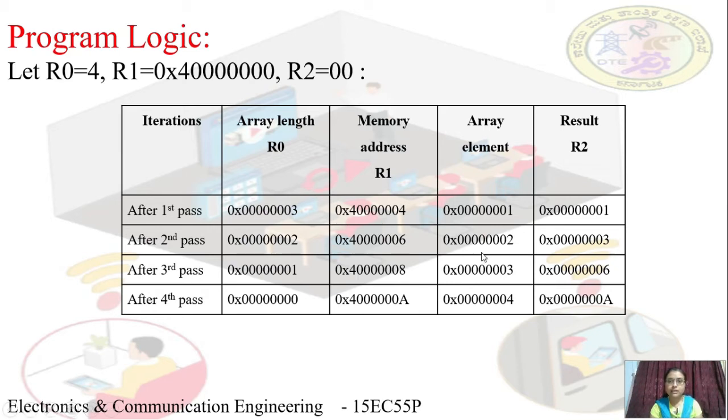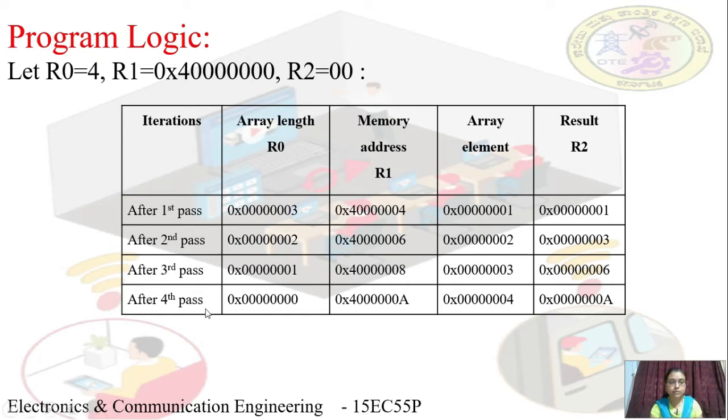Then R0 is not equal to 0, so again it will continue the loop. After the third iteration, this is decremented by 1, and R0 becomes 1. Then the memory address is 4008. The array element which we have given is 3. This 3 is added with the result R2, that is 3 plus 3 is 6. This value 6 is stored in the register R2. Again R0, which is 1, is compared with 0. If it is not equal to 0, the loop is repeated.